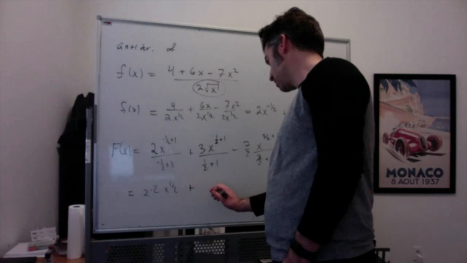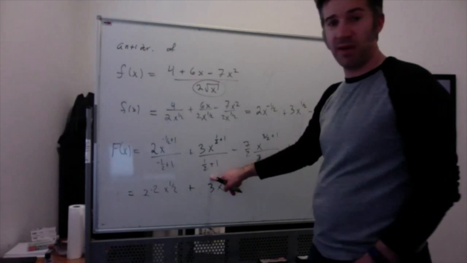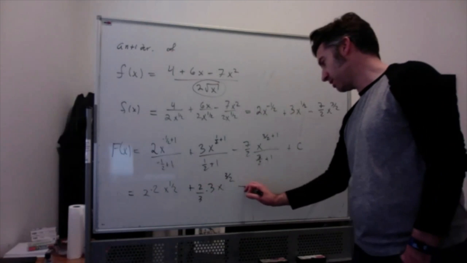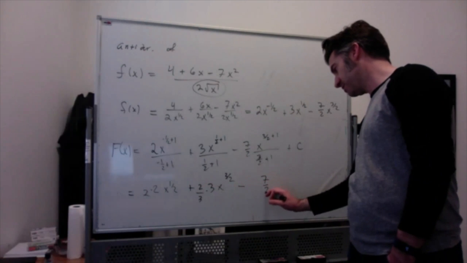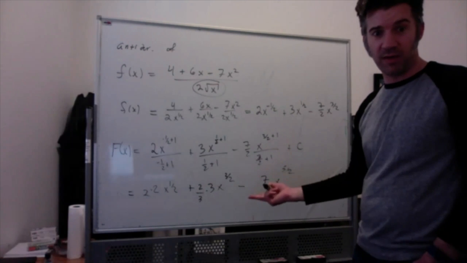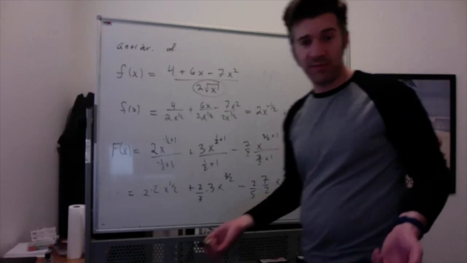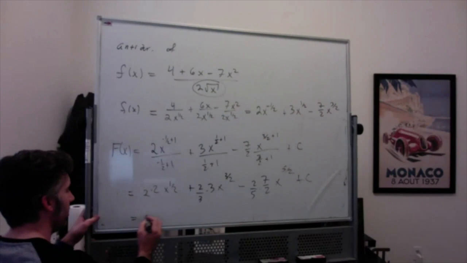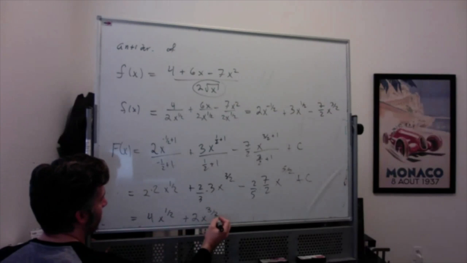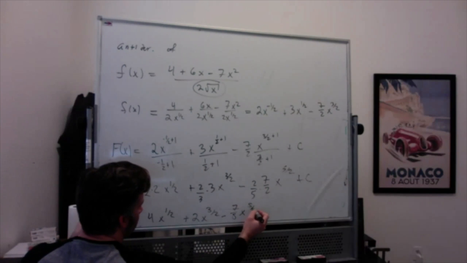Here, I'm going to get 3 times x to the 1/2 plus 1 is 3/2. Dividing by 3/2 is like multiplying by 2/3. Here, I'm going to get -7/2 times x to the 3/2 plus 1 is 5/2. Dividing by 5/2 is like multiplying by 2/5. And then we should simplify all these coefficients. This is 4 times x to the 1/2 plus 2 times x to the 3/2 minus the 2's cancel and you get 7/5 times x to the 5/2 plus c.